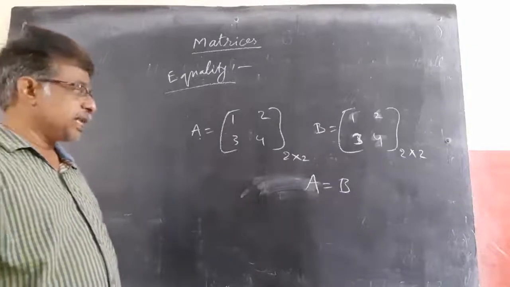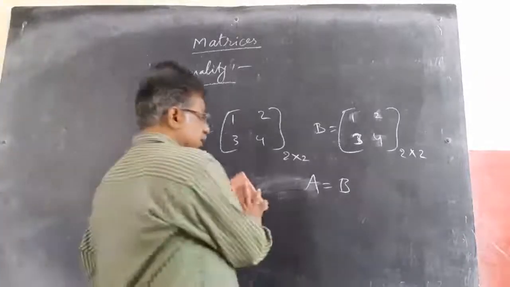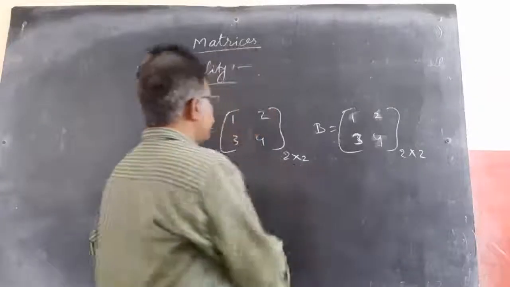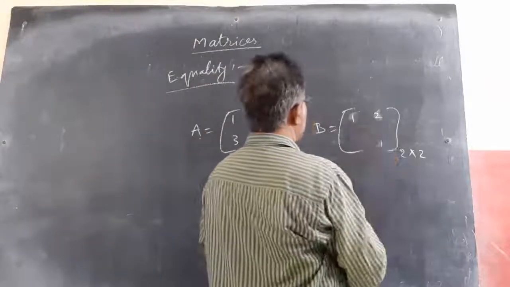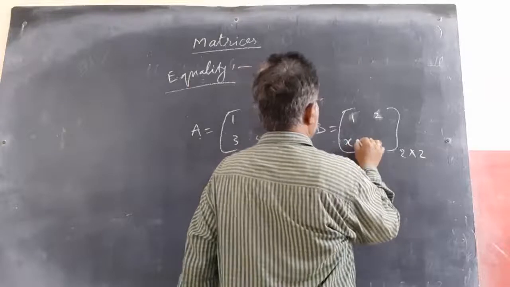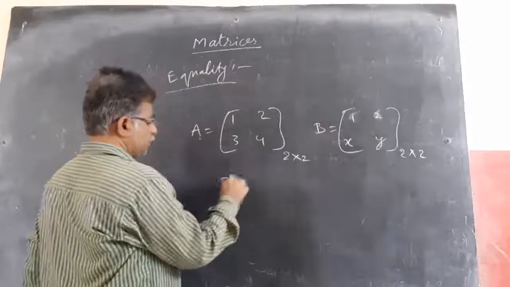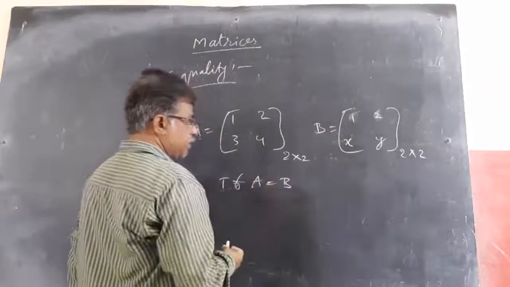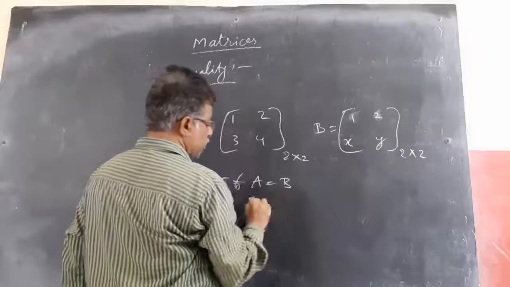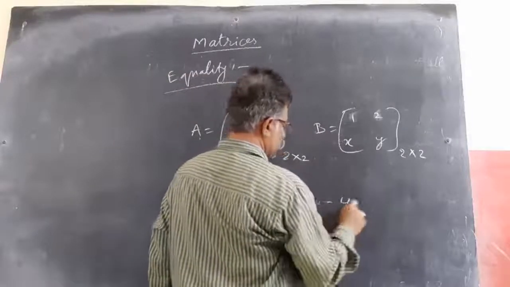If all the corresponding elements are equal and they are of the same order, then they are called equal matrices. For example, if A equals B, then the corresponding elements must be equal. This implies 3 equals X and 4 equals Y, like this.